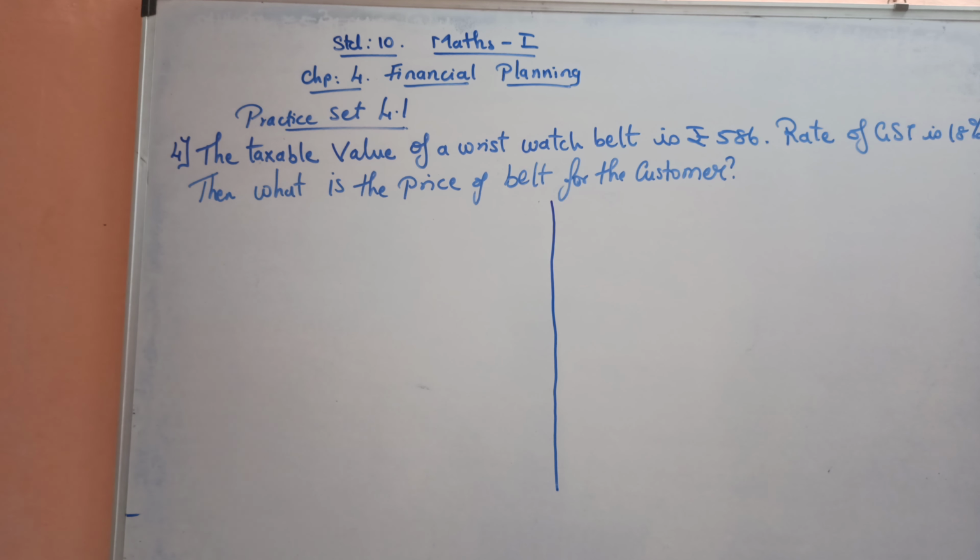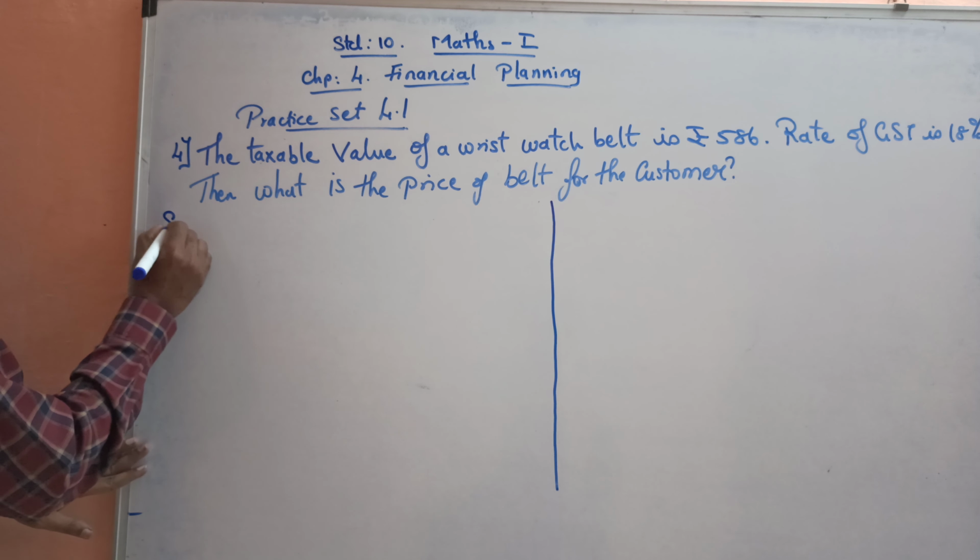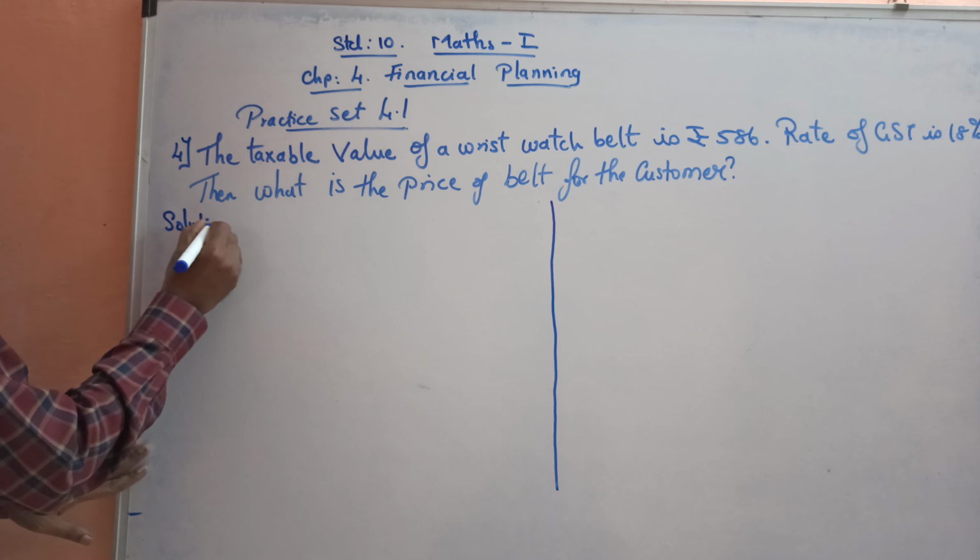Then what is the price of the belt for the customer? What is the price for the belt for the customer? Customer कितने में खरीदेगा? What is the cost of the belt is 586. But when he is going to purchase it, he is going to be charged 18% as a GST. So how that amount will be and what the price will be of the belt. So let's start with solution.